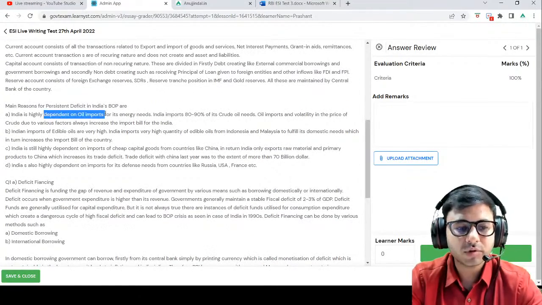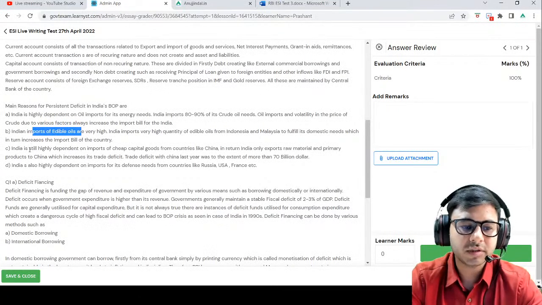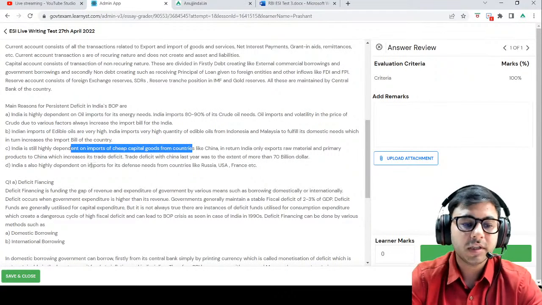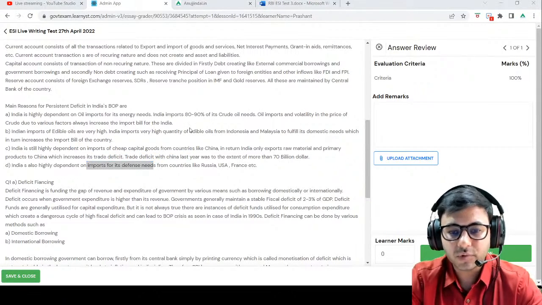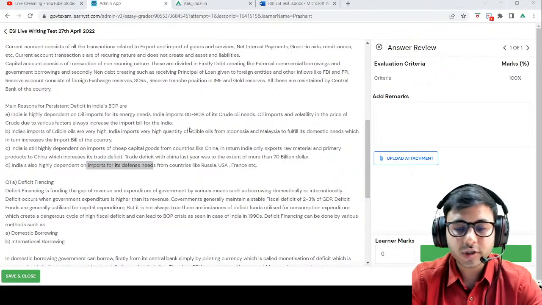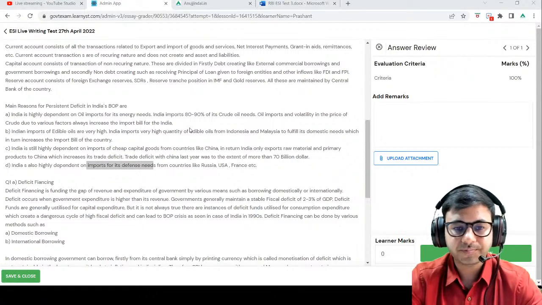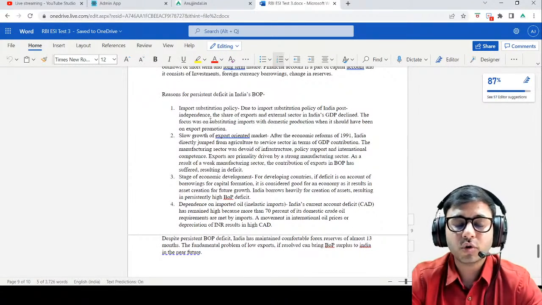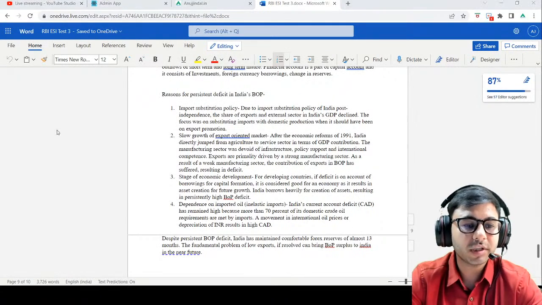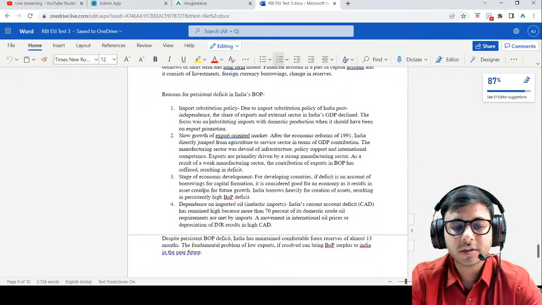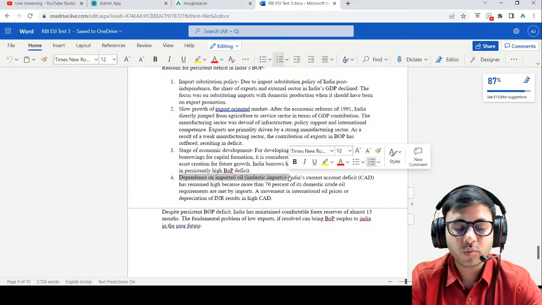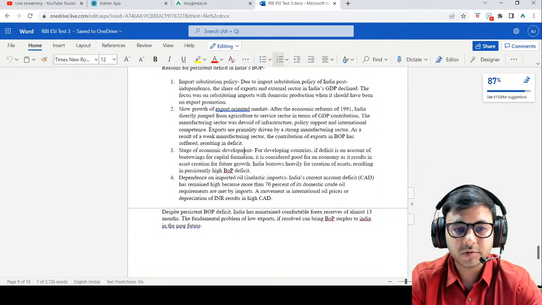You talked about imports of oil, you talked about imports of edible oils, you talked about imports of cheap capital goods. So in all the first 3 points you're talking about imports. In fact, in the fourth point also you're talking about imports. So in short you're talking about imports only in the 4 points. On the other hand, the sample answer tries to take a more holistic approach by saying that imported oil is only one of the reasons of high imports in India.